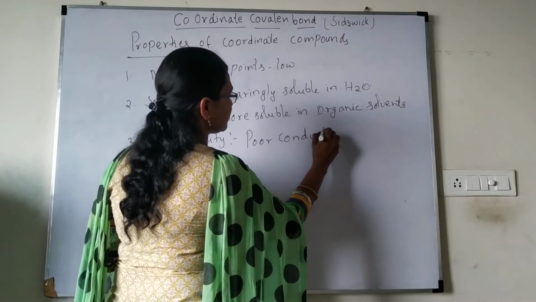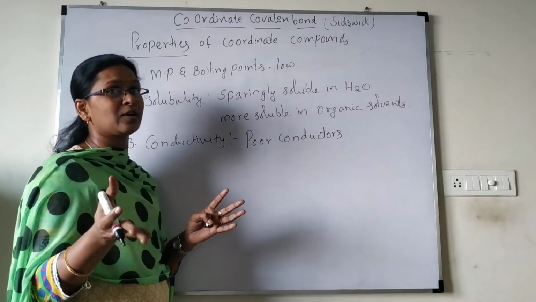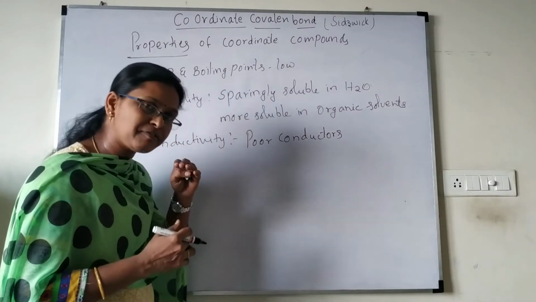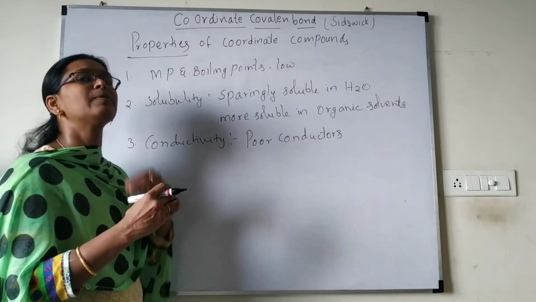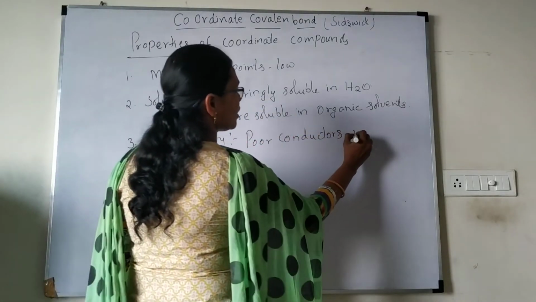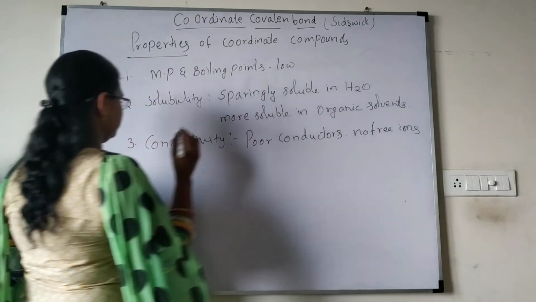What is the reason here? There are no free ions. In the case of ionic compounds, there are free ions, and because of the presence of free ions, conductivity will be more. Here, covalent compounds are poor conductors because there are no free ions.